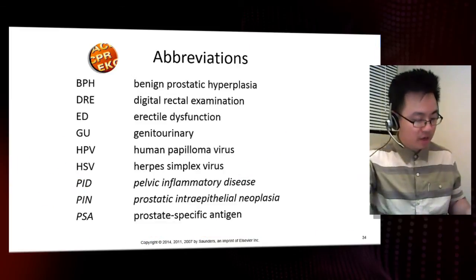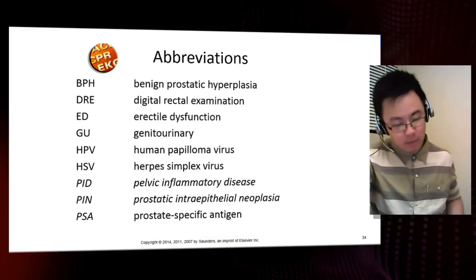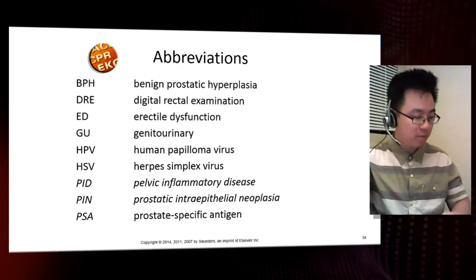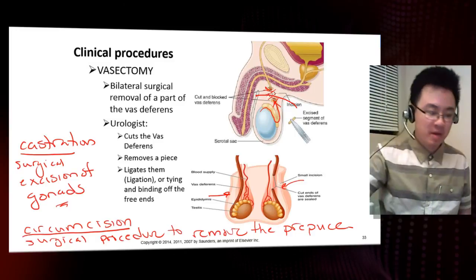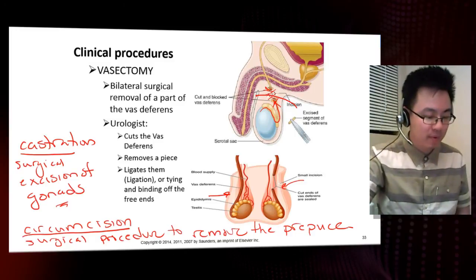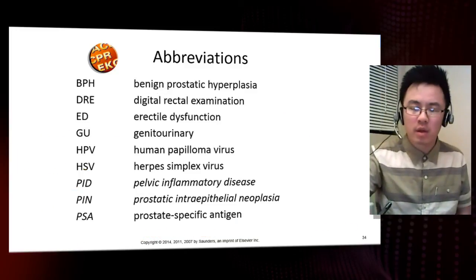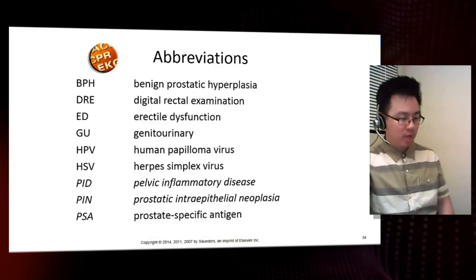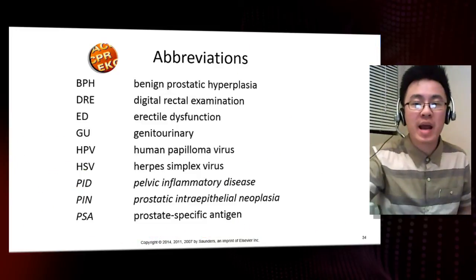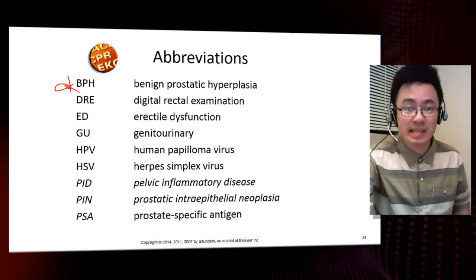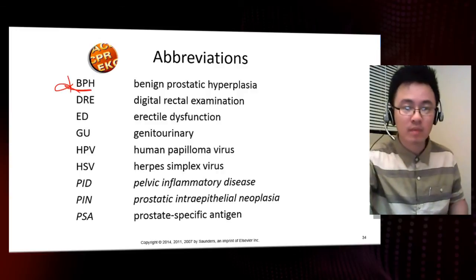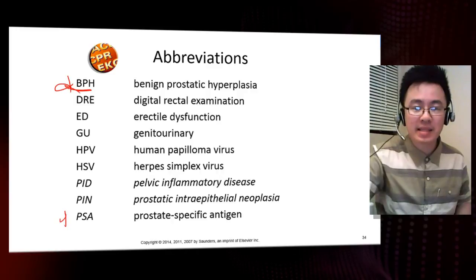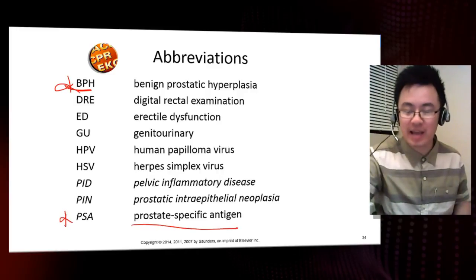Now, some abbreviations that I would definitely want to study. Obviously, you should be studying all of them here. One more term that I forgot to mention... no, I think I mentioned all those terms. We have benign prostatic hyperplasia, abbreviated here as BPH. We also have PSA, which is prostate specific antigen.